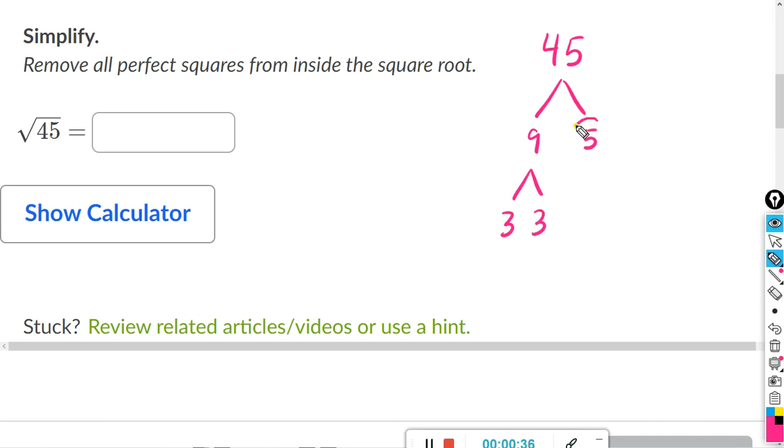So you want to circle all of the last numbers at the end of the branches of the tree. Okay, and the square root of 45 is going to be the equivalent of the square root of those numbers multiplied by each other. So it's 3 times 3 times 5.